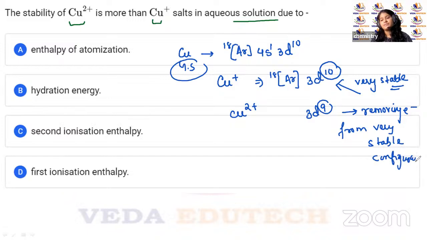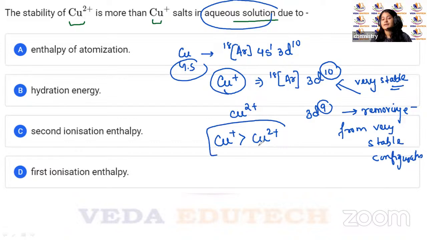Now, this is written in aqueous solution. In aqueous solution, what happens, children? We know that the size of Cu+ is greater than the size of Cu2+, right? Why? Because when the positive charge increases, the cationic size decreases. So when they are in aqueous solution, water molecules are going to surround them. Here also water molecules are going to surround.